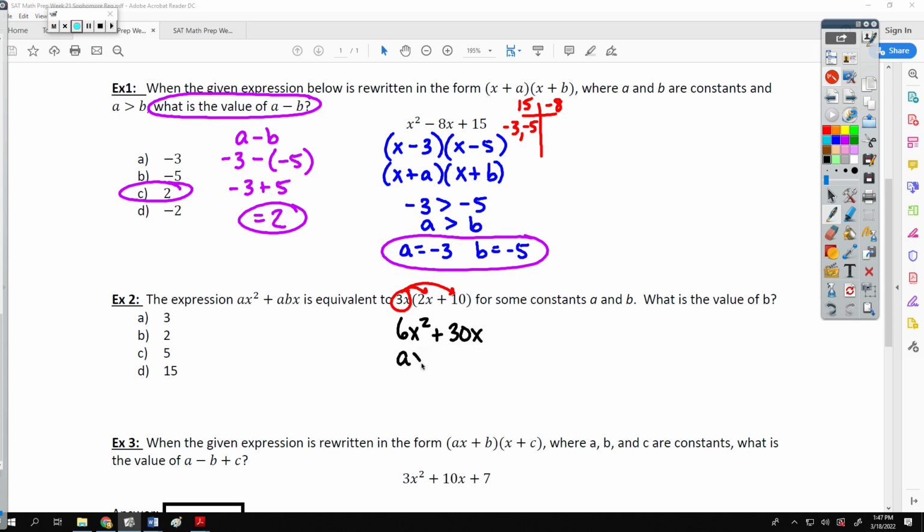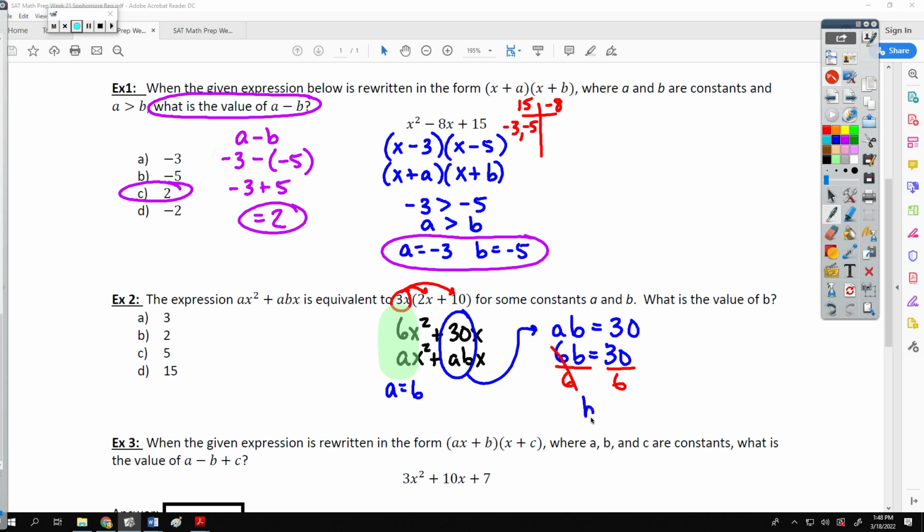When we compare that to ax squared plus abx, we should immediately realize that a is 6. Okay, this tells us that a is 6. The other thing we should notice is that a times b equals 30. Well, if a is 6, then that's 6 times b equals 30. And then we would divide each side by 6 to give ourselves an answer that b has to be 5.